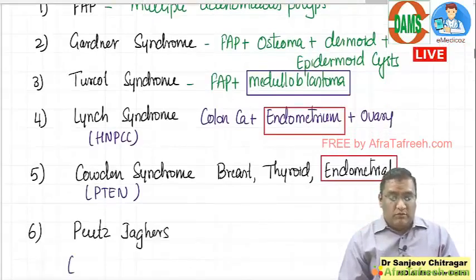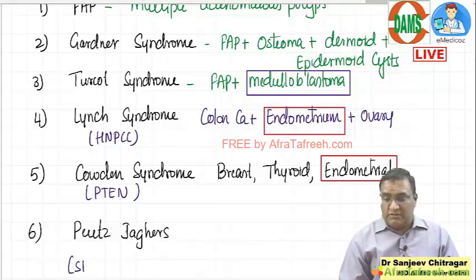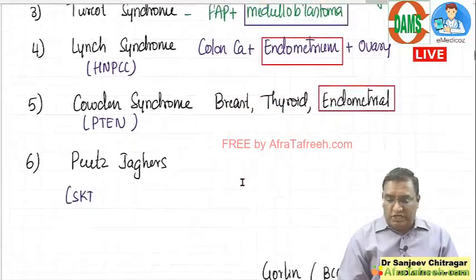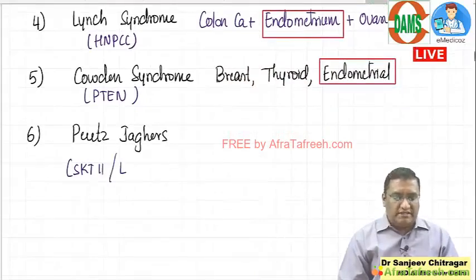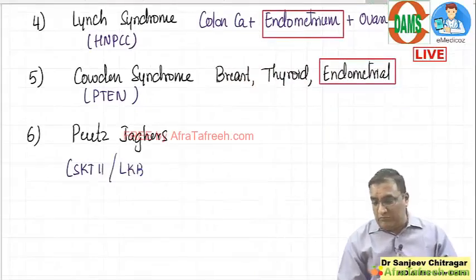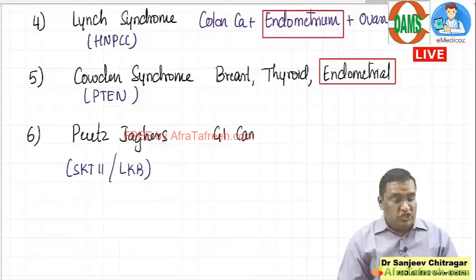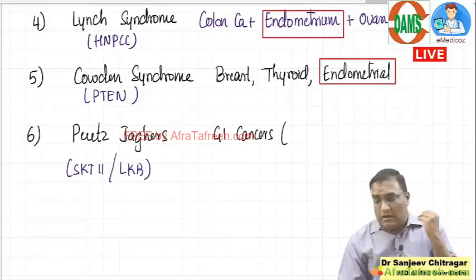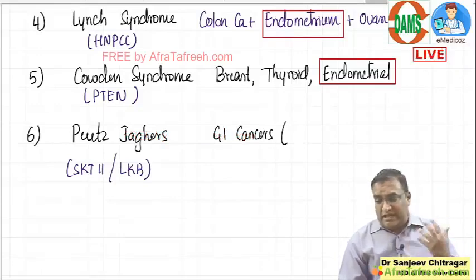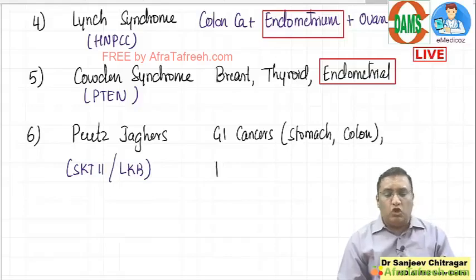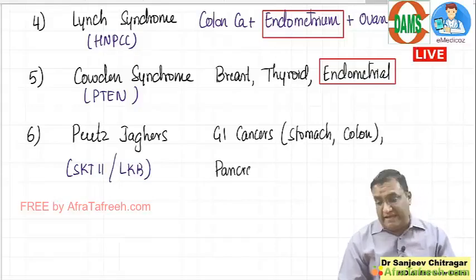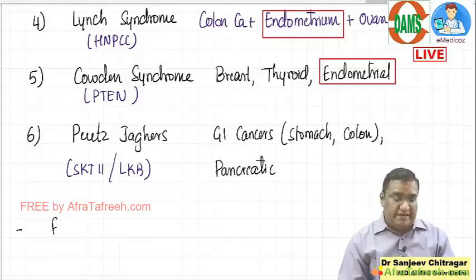Peutz-Jeghers syndrome will also have polyps. So these will be hamartomatous polyps due to STK11 mutation. We all know that, also called LKB1 mutation, STK11 or LKB1 mutation. Yes, will have GI polyps and GI cancers. So GI cancers can be in stomach, intestine, anywhere. Stomach, colon, pancreatic cancers can also be there.